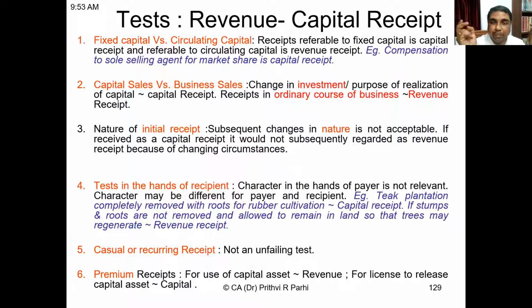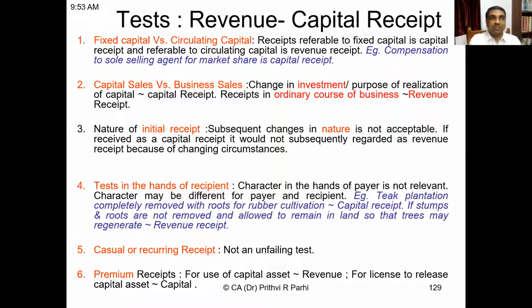Okay, not from the payer's point of view. For the payer, it may be a capital payment, but for the recipient, it may be a revenue receipt. That possibility is there. So the character in the hands of the payer is not relevant. Character may be different for payer and recipient. If in the recipient's hand it is revenue, it is revenue. If in the recipient's hand it is capital, it is capital.